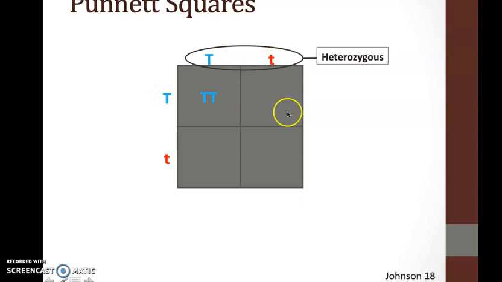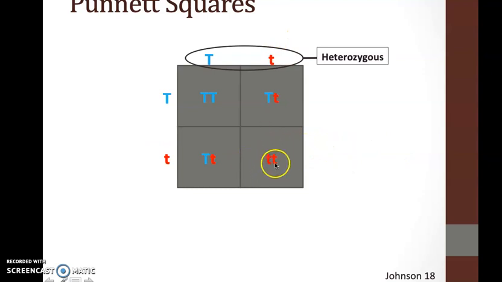What goes in this box? We look up and we look over. Now, why did I put the big T first? Well, that's just one of our rules. We don't put the lowercase letter first. We put the capital letter first. Here, same thing, up and over. And here, same thing, up and over.